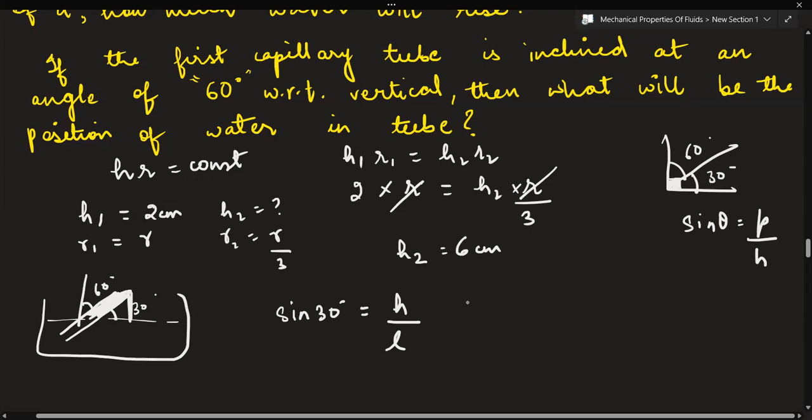So let's find the length. So sine 30 degree would be equal to h. H was 2 centimeters. Yes, 2 centimeters was this height. 2 divided by L. So see, sine 30 degrees is half. So we'll get L is equal to 4 centimeters. Understood? Yes, ma'am. Okay, just note this.